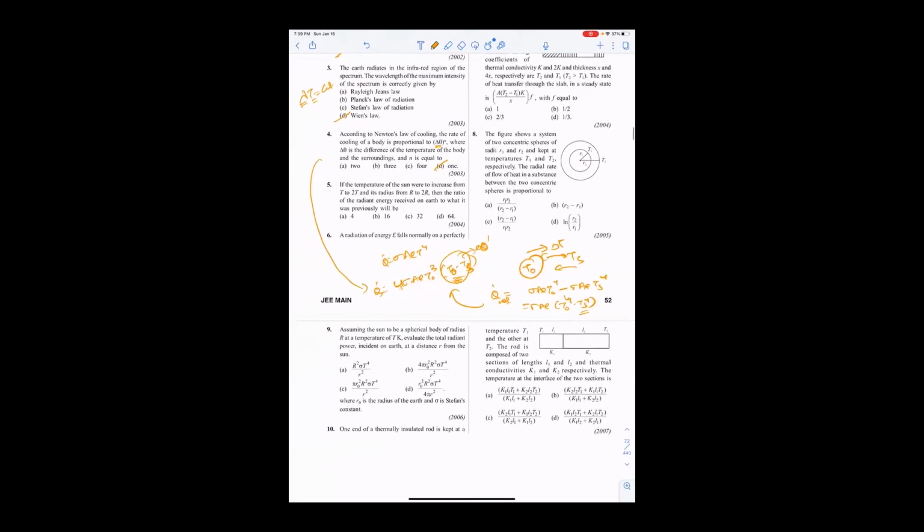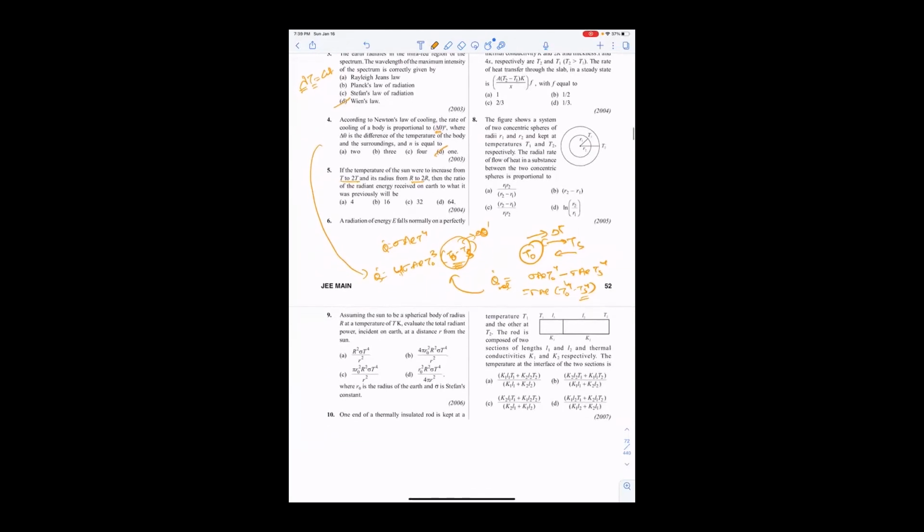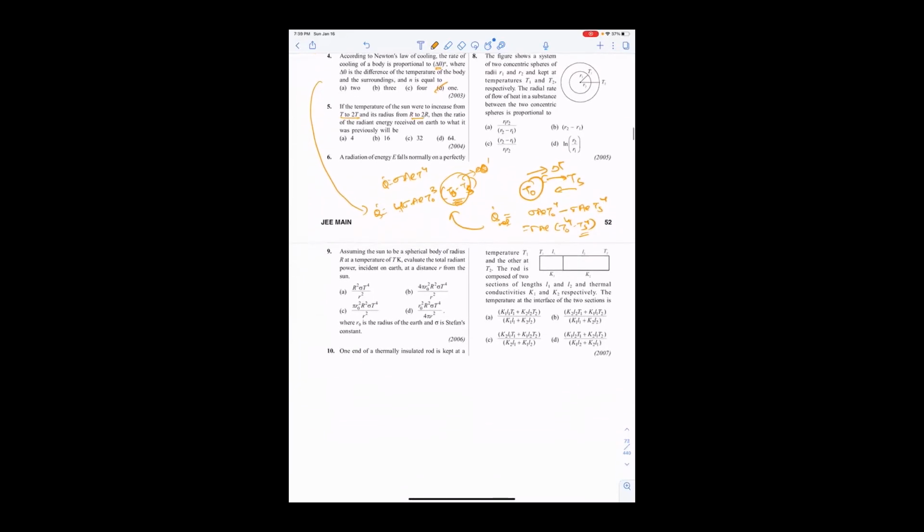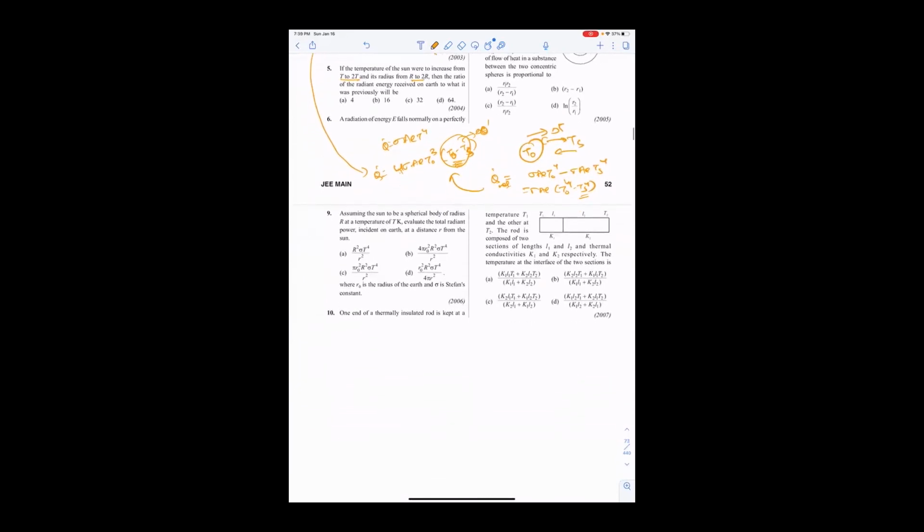If the temperature of the sun were to increase from T to 2T, and the radius from R to 2R, then the ratio of radiant energy received on Earth to what it was previously will be. So understand this: the sun is here, Earth is here. This is capital R, and the radius of the Earth is smaller. Am I right? Now this is the concept. Later on I'll see what the question and answer are.